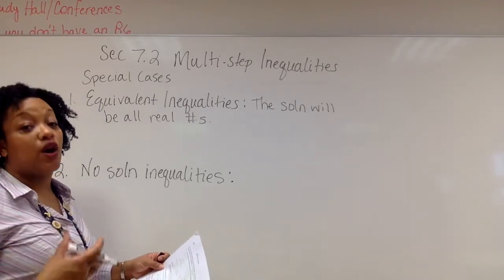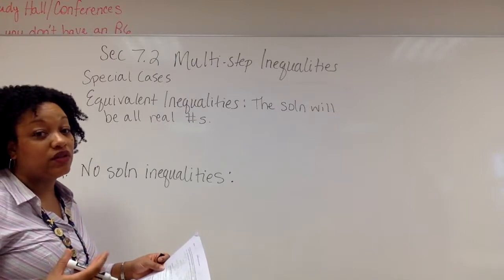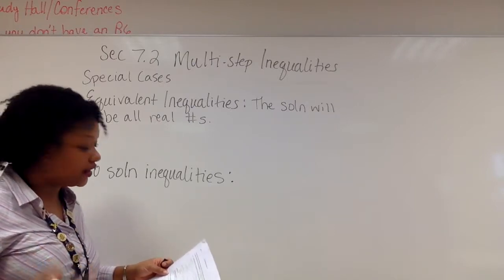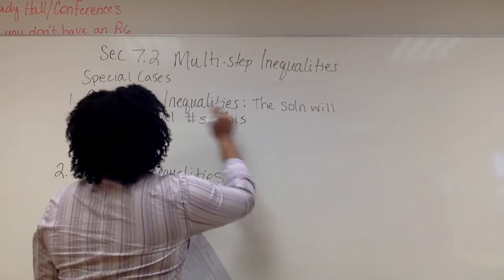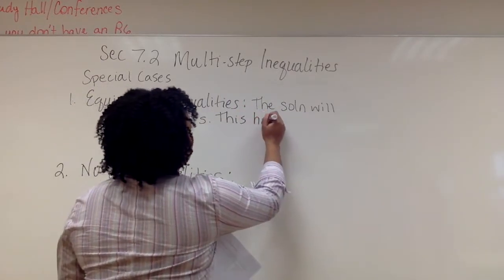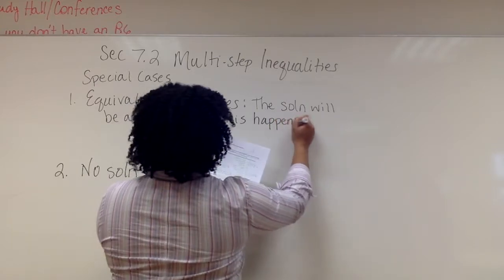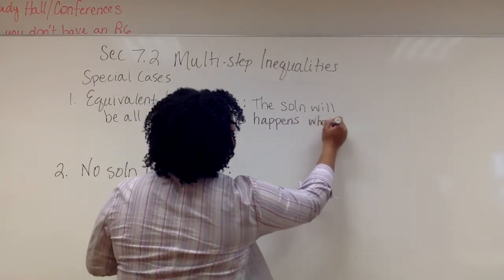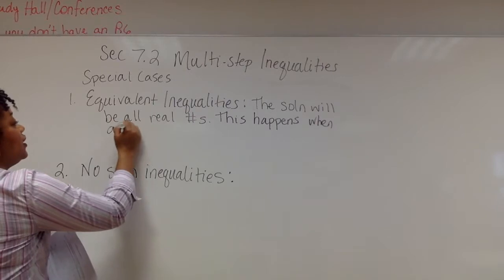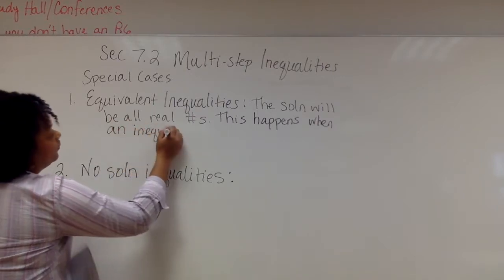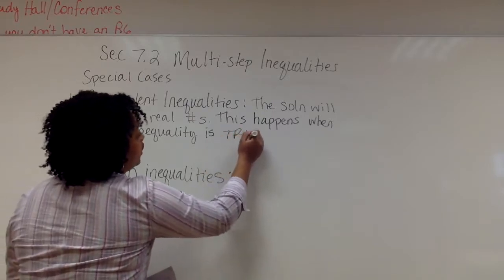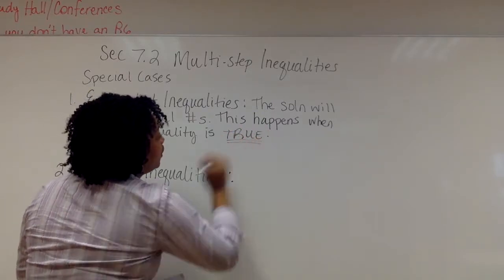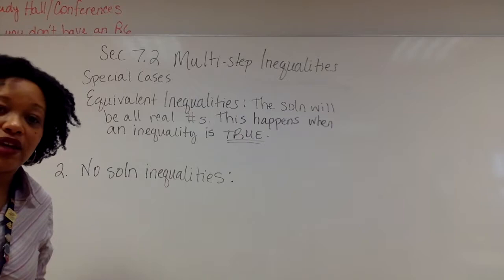So how will you know if it's an equivalent inequality? Here's what you'll write down. An equivalent inequality happens when an inequality is TRUE. And I'm going to put that in capital letters. You put it in capital letters, and then why don't you go ahead and underline it.